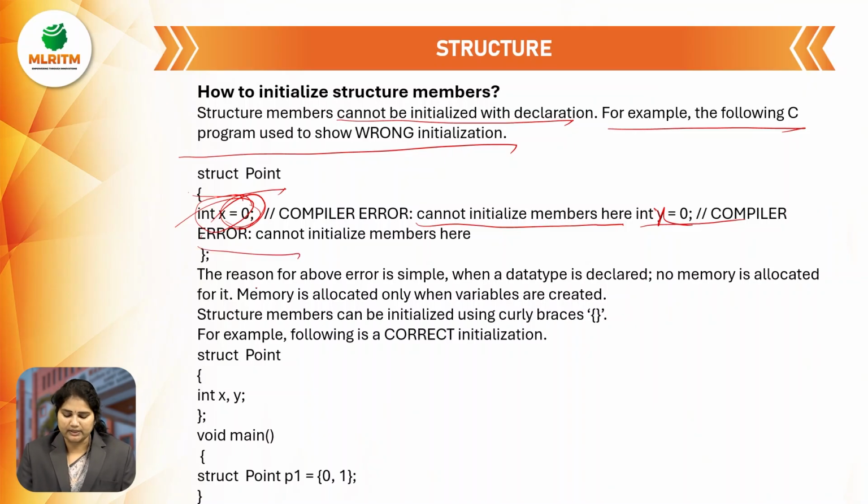Why? The reason for the above is simple. When the data type is declared, no memory is allocated for it. When we create a variable of the structure, only then will the memory be occupied for the structure variables. Memory is allocated only when the variables are created. For that reason, this will show as a compilation error.